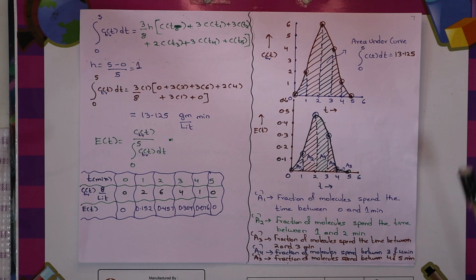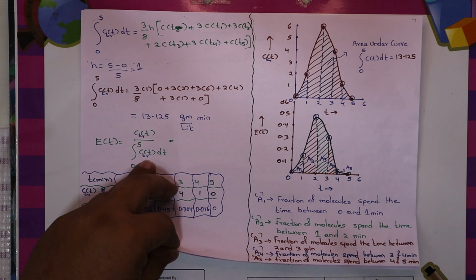A2 is the fraction of molecules exiting the reactor between 1 and 2 minutes. A3 is a certain fraction of molecules exiting between 2 and 3 minutes. Like that, we can get the information about the time the molecules spent in the reactor. This is the beauty of the residence time distribution curve.